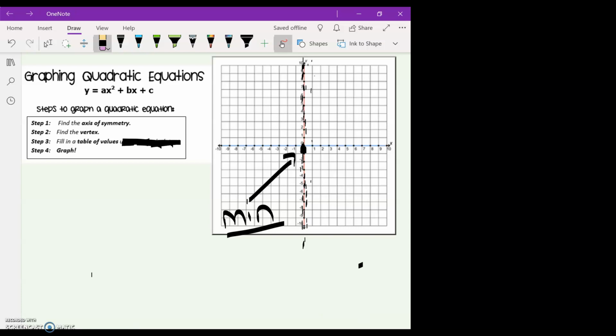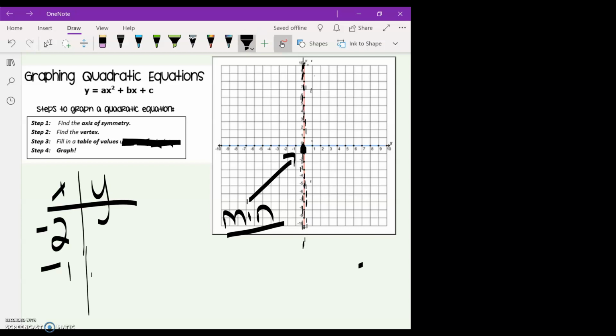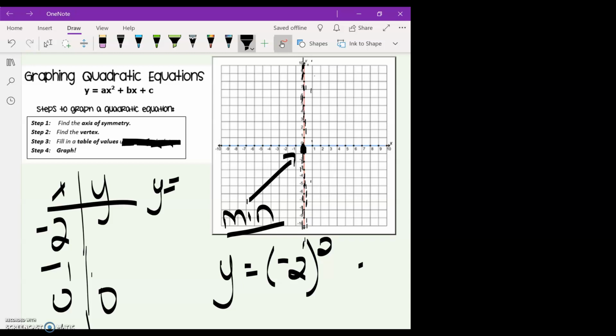Just like with most tables of values, we're going to use negative 2, negative 1, 0, 1, and 2. The good thing is we already know 0, that's 0, 0. The function we're doing is y equals x squared. If I take negative 2 and insert it into x squared, y is equal to negative 2 squared, which is 4. So we're going to put a 4 here and graph it. Negative 2, 4.